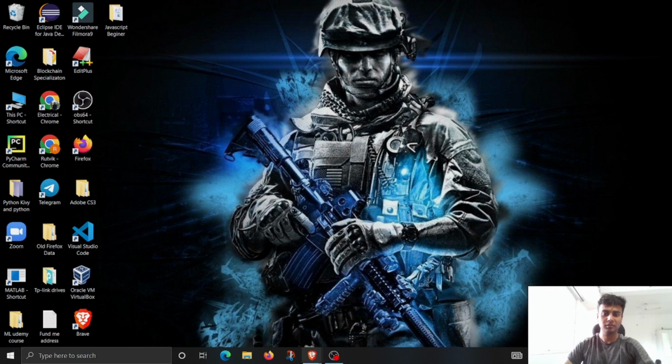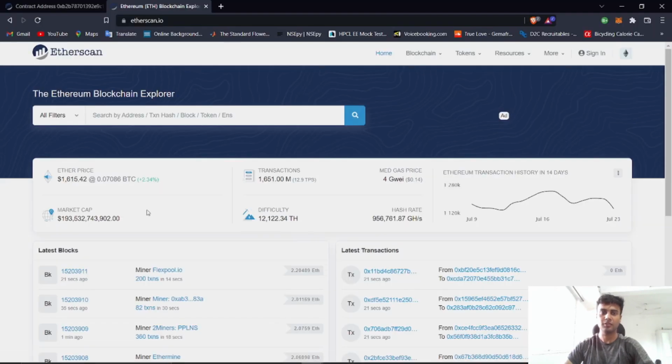Getting started with blockchain. Blockchain is basically a chain of blocks, and we can explore every block on a special website called Etherscan. This is especially for the Ethereum blockchain, the Ethereum blockchain explorer.